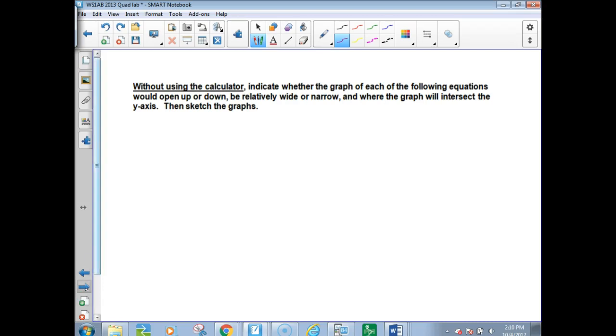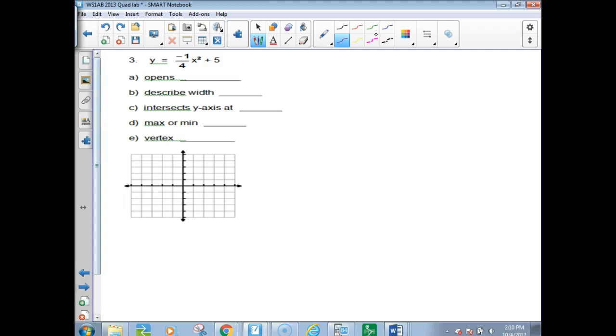So, without using a calculator, we're going to decide what's happening with these graphs that we're about to look at, the equations only. So we have to learn what's going to happen without the grapher. So this one will open, since A is -1/4, it's going to open down. It's got a fraction for its width, so it's going to be wide. 1/4, a fraction. So it's going to be wider than the regular graph.